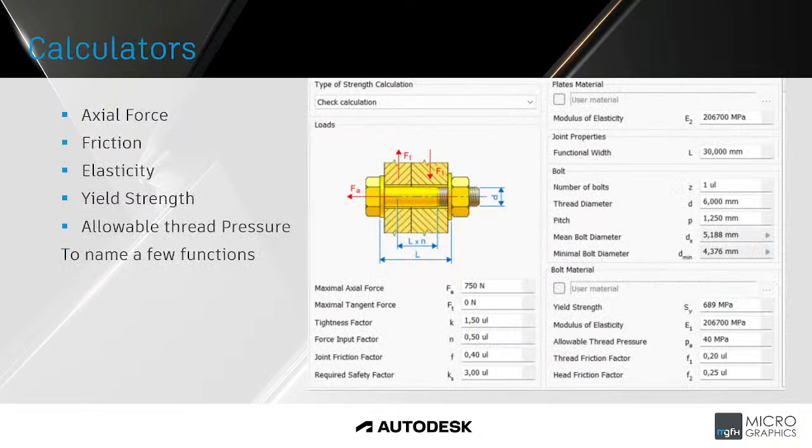Calculators. This is the calculation that's being done in Inventor. For instance, to see if the assembly will be able to take the actual force, or can it withstand the friction, to name a few. Calculators are performance based, have multiple solution goals and do not create geometry. Some of the calculations we can check are actual force, friction, elasticity, yield strength, and allowable thread pressure. And this is just to name a few of the calculations that can be done in Inventor.